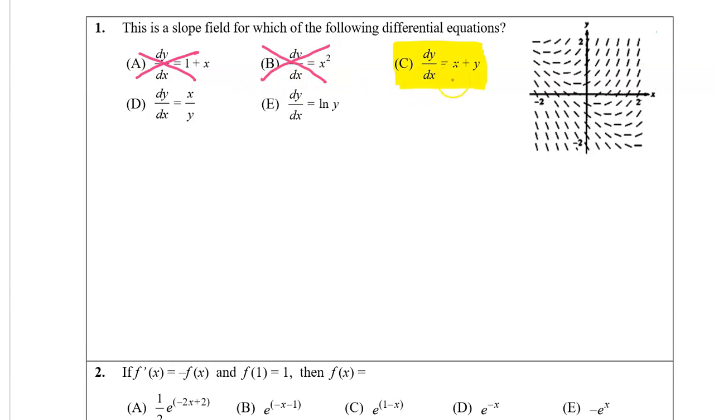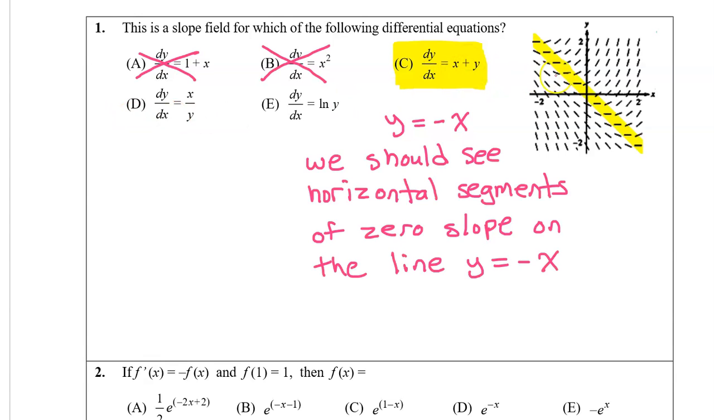Look at option C. What would it take to make this expression equal 0? Well, if x and y were opposites, they would cancel each other out and make 0. In other words, if y equals -x, then these would cancel each other out. So we should see horizontal segments of 0 slope all along the line y equals -x. And that is exactly what we see. So option C is a possibility.